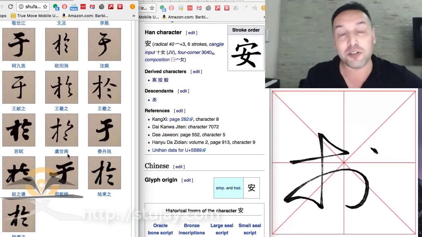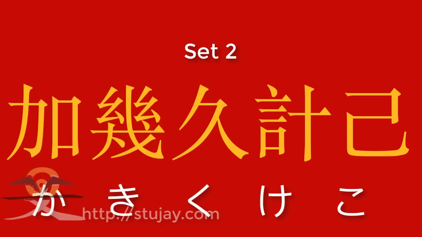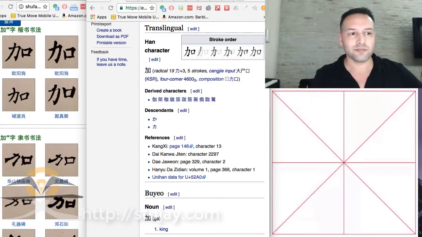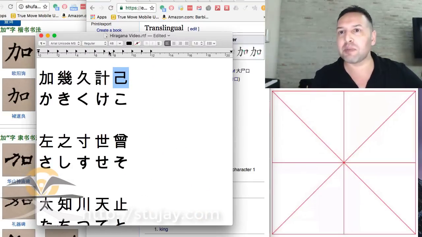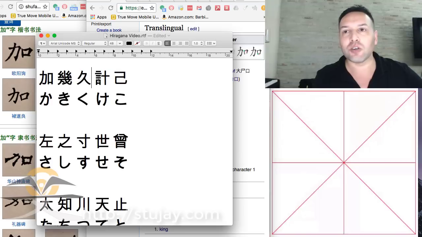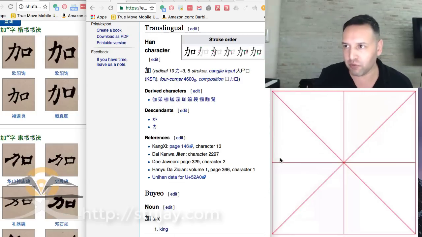Okay, so that's our first set, a, i, u, e, o. Now we're going to go on to the next set. We're going to have to speed up here, but these are ka, ki, ku, ke, ko. And this one here looks like e, but it used to be pronounced ko, which turned into ko. It was originally from another form.